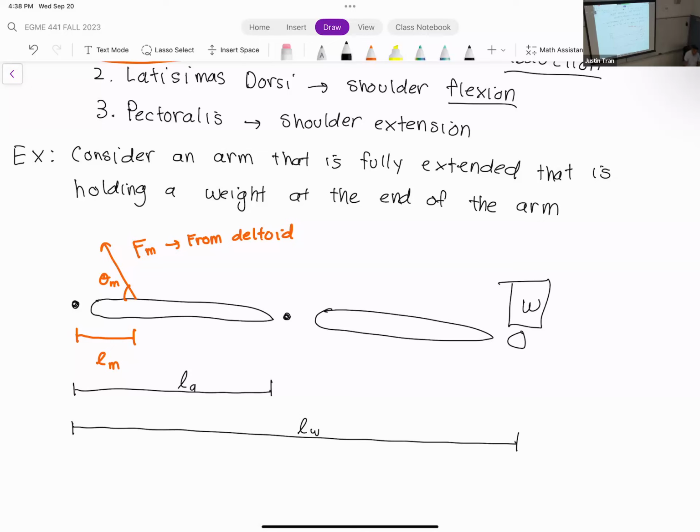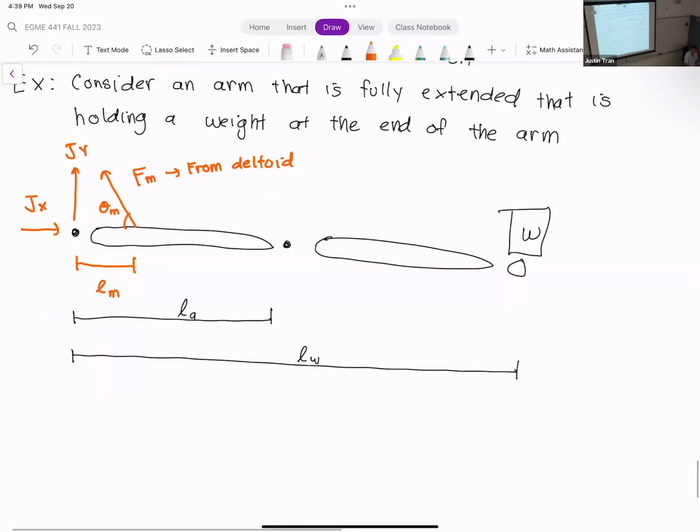All right. And so in addition to the muscle force, we're going to have the joint reaction forces. And so we have JX and JY. Okay. And just like in the previous example, we're going to solve for all of the unknowns. So compute. Or in this case, I don't give you any numbers. So let's just come up with expressions for JX, JY, and F.